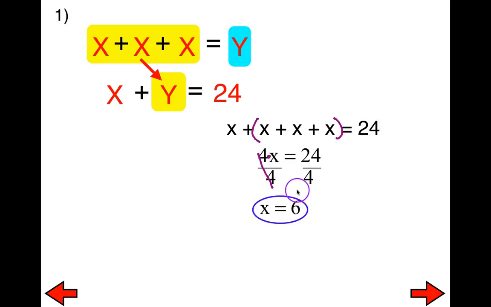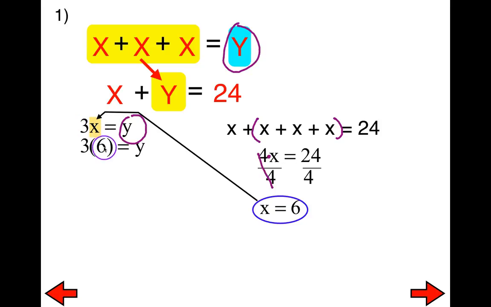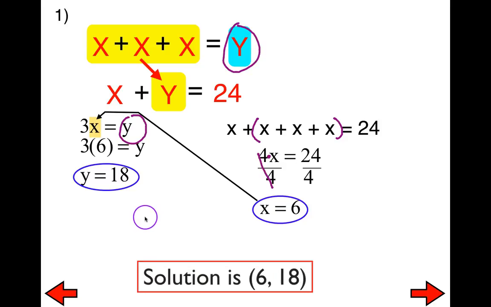Well, now that I know that x equals 6, I'm going to go ahead and substitute it into this first equation here. I know that 3x equals y. Why am I using this one? Because I'm interested in figuring out what the value of y is. So I'm going to substitute in 6 for x, and I'm going to get 3 times 6 is y, so therefore 18 equals y. Now that I know both values, I can go ahead and say that the solution is 6, 18.